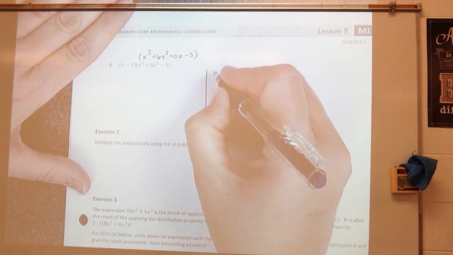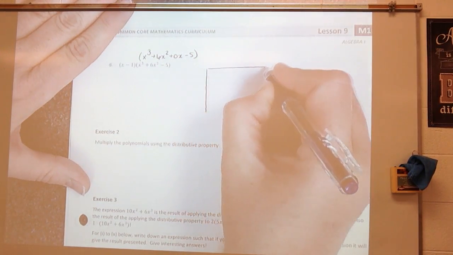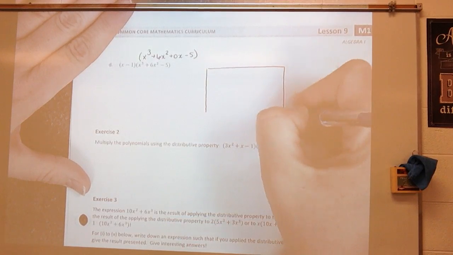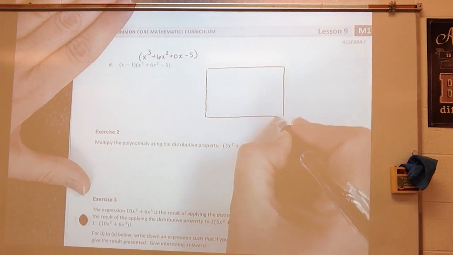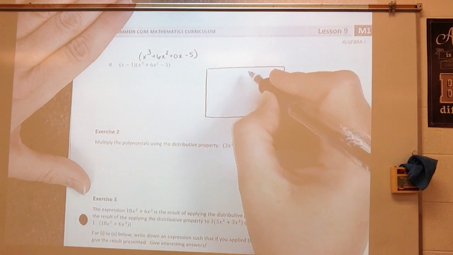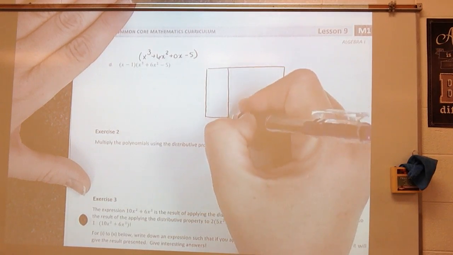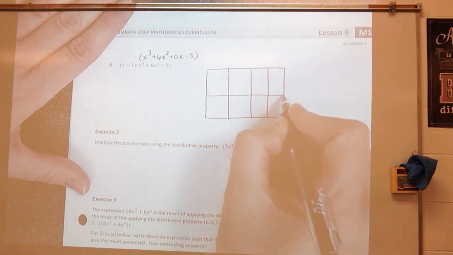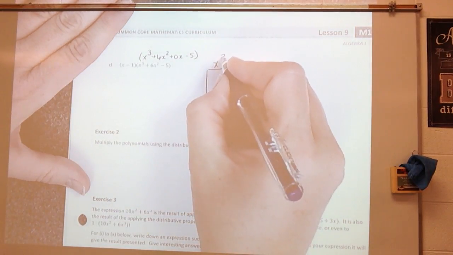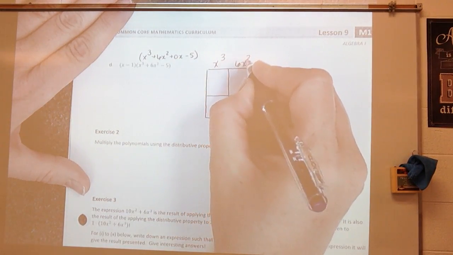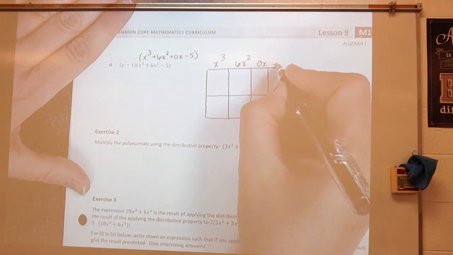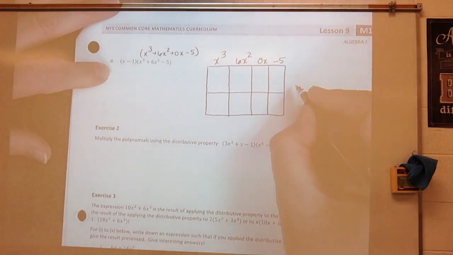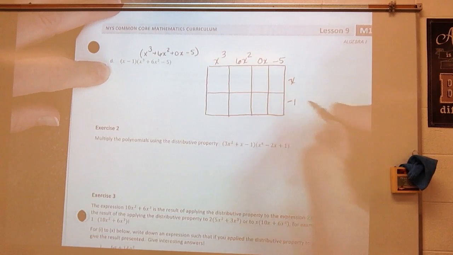Alright, so now I'm going to draw. I've got a 4 by 2. So I have x cubed, 6x squared, I have that 0x and negative 5, and then I have x minus 1.